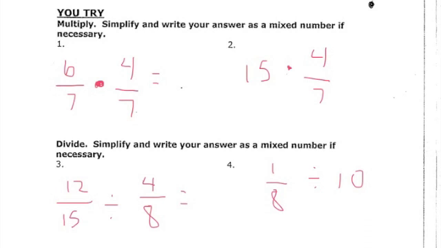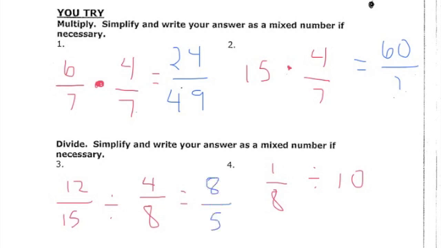Alright, if you went ahead and looked at these, you should have found the first one after you plugged it in your calculator to be 24/49. Your second one should have been 60/7. Third should have been 8/5. And your last one should have been 1/80. Okay, if you missed any of these, go ahead and take a look at your last page of notes, review those, and try them again.